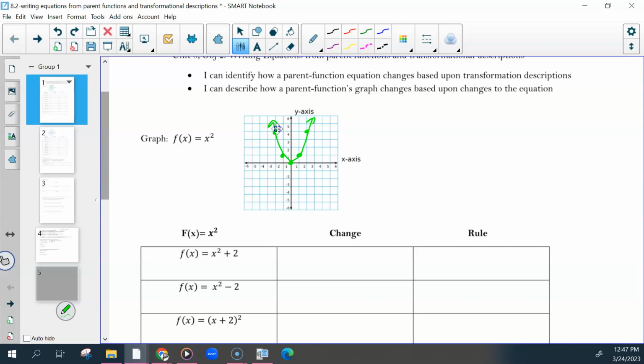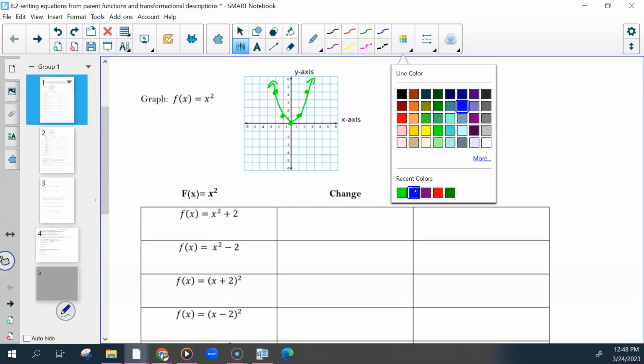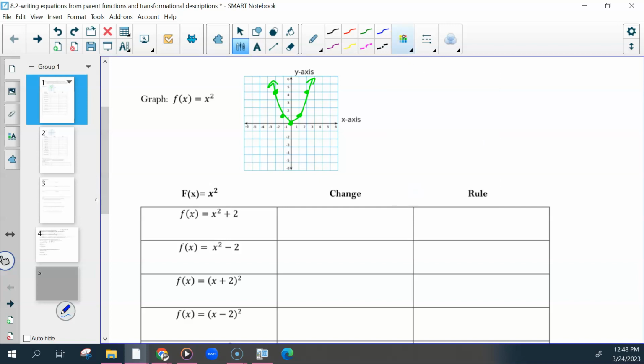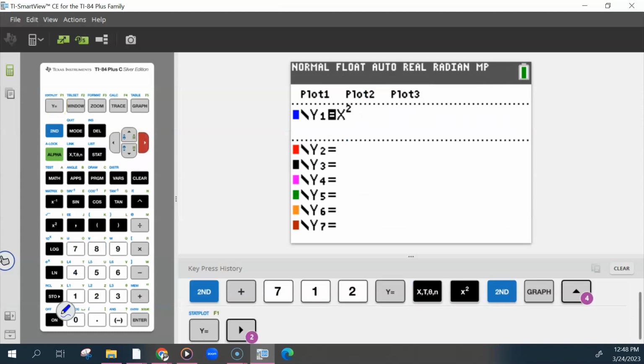So this is what's called one of your parent functions. If nothing changes, if we don't do anything to it, it's always going to look like this. So when we talk about our transformations, we're going to talk about what happened in comparison to this one. So we're going to start with this first one. We're going to put the plus 2 at the end of our equation. And then you're going to graph.